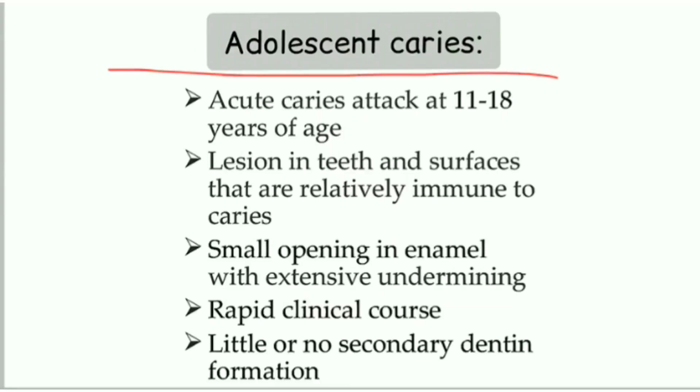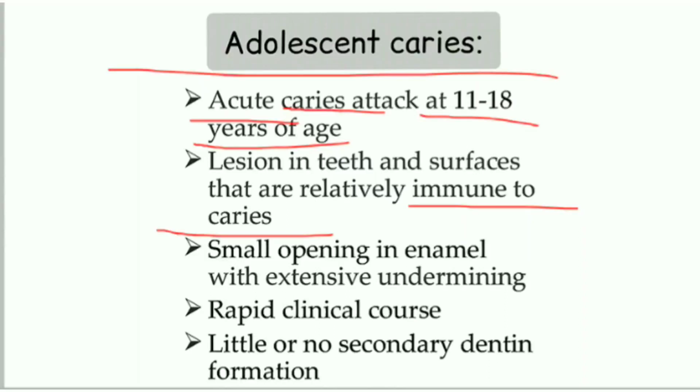As the name indicates, adolescent caries occurs in adolescence. It is an acute caries attack at 11 to 18 years of age. Lesions occur in teeth and surfaces that are relatively immune to caries. These lesions occur usually in patients who are immune to caries. They have already experienced carious lesions in their primary dentition, so such a person has high immunity to caries. There is a small opening in the enamel with extensive undermining. So the opening of the enamel will be small, but a large lesion is formed in the tooth.